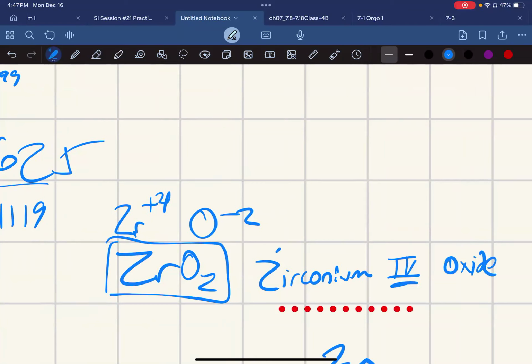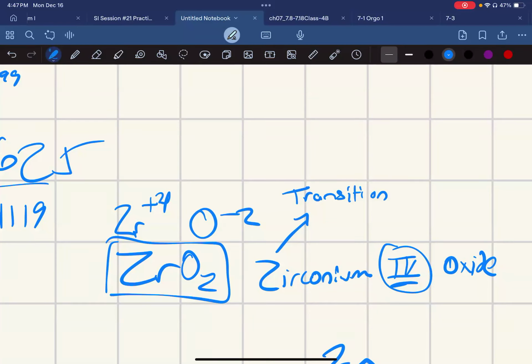Zirconium is in the, I don't know if you know what zirconium is or where it's from. It's in the transition metal area, right? And so unless it's an exception, it's fair for it to be used as a transition metal.